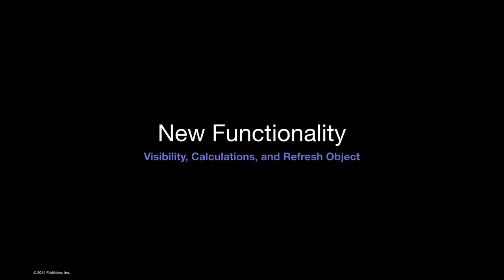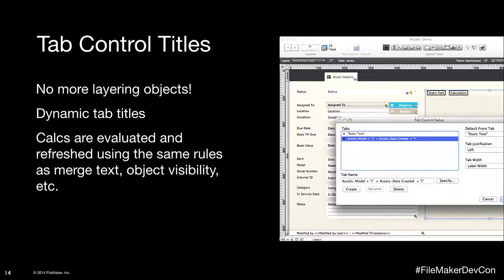So now I want to talk about some new functionality. Tab controls. Another little trick we've seen a lot of people have to do is when you're creating a tab control, sometimes the tab doesn't always say the same thing. You want to be able to dynamically change the title of each of your tabs. And the standard practice now is you make the tab, you hope it's wide enough, you layer a text object on top of it, and the text object can be a merge field, or you can get the dynamic content that way. In FileMaker 13, we've changed it so that you can use a calculation to specify a tab title.